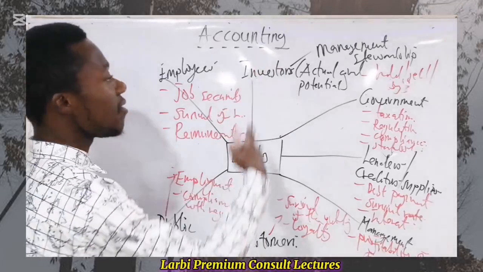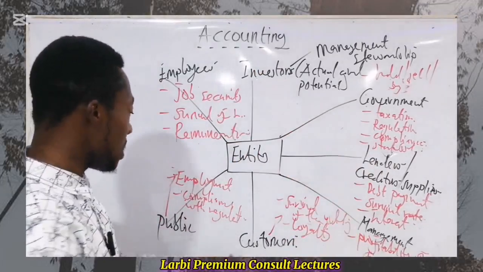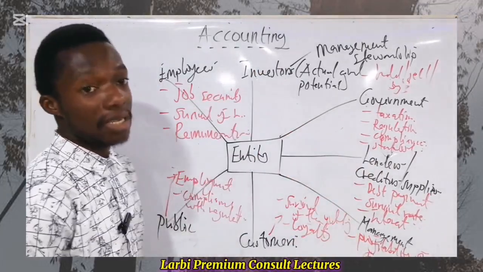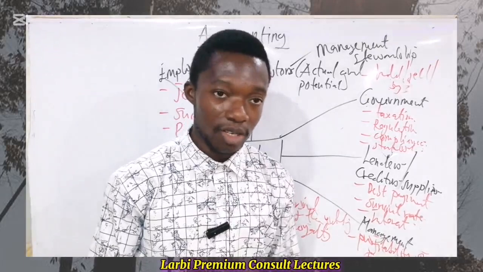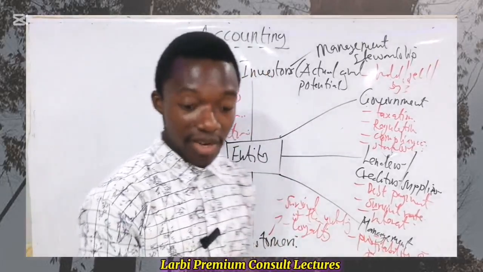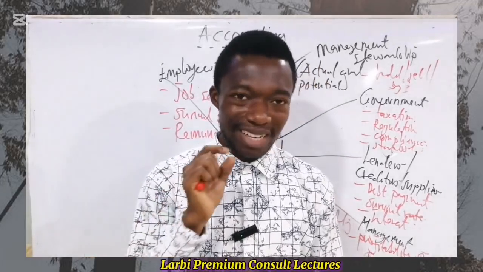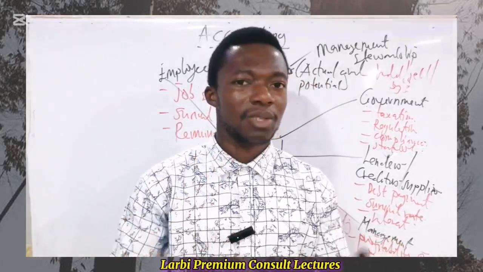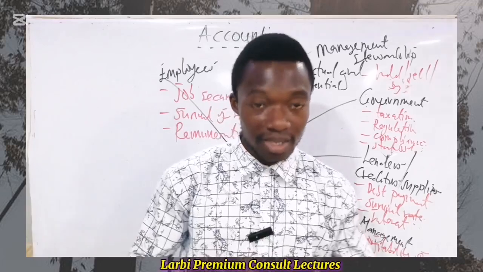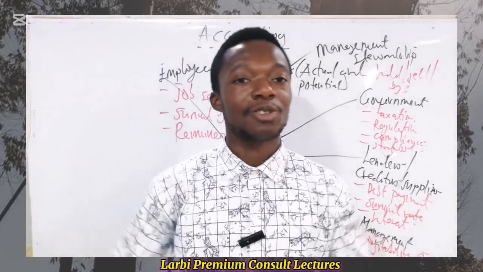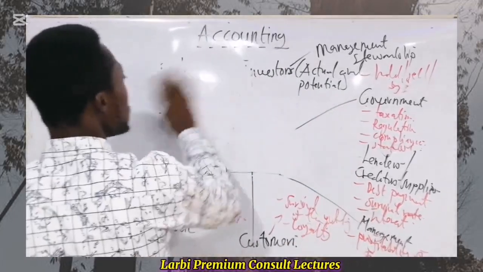All right. So we have investors, government, lenders, creditors or suppliers, management, customers, public, and employees. So take note that we have 7 of these users of the accounting information. Once we know their information needs, it means that when it comes to the financial statement or accounting information, there are certain things that tell us that this is what a financial statement is. That will lead us to discuss the qualitative characteristics of accounting information.